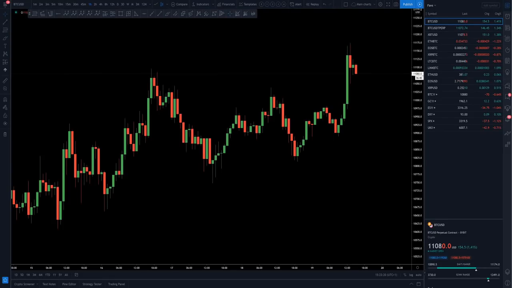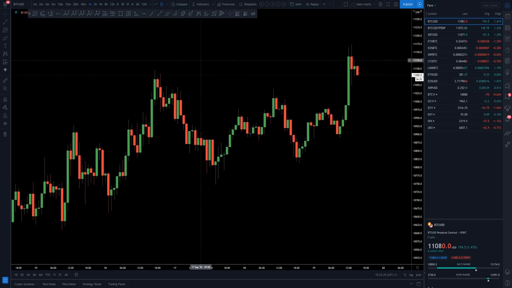Hello everybody, hope that you're doing very well and welcome to this Bitcoin technical analysis where we are going to be quickly going through the charts here, showing you some resistance and support levels to be aware of. So let's go into the charts.